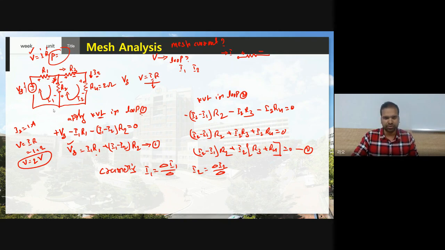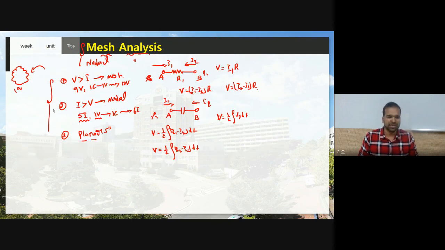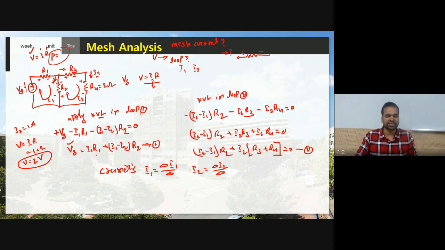Okay, so that's it for this lecture. So I want to revise. If any circuit has more voltage sources, you need to apply mesh analysis. If any circuit has more current sources, we need to apply nodal analysis. Suppose two currents are flowing in the same branch, you need to write (I1 minus I2) into R. That is the same for resistor, and that is the same for capacitor, inductor, any other elements.